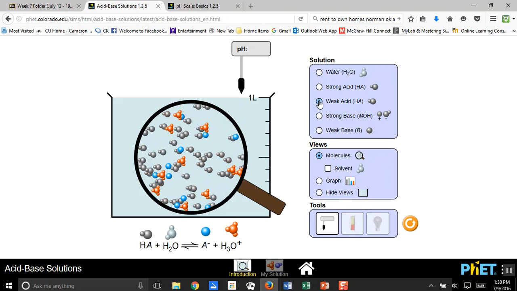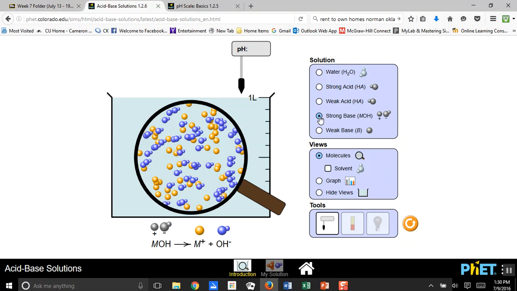If I shift to weak acid now, here's the same looking reaction down here, but now you'll see lots of the HAs still together. Here's an HA, here's an HA, here's an HA, here's an HA. They did not break up. I see an occasional hydronium ion, an occasional A ion in here, but it's not a very big breakup. And so this is an example of a weak acid.